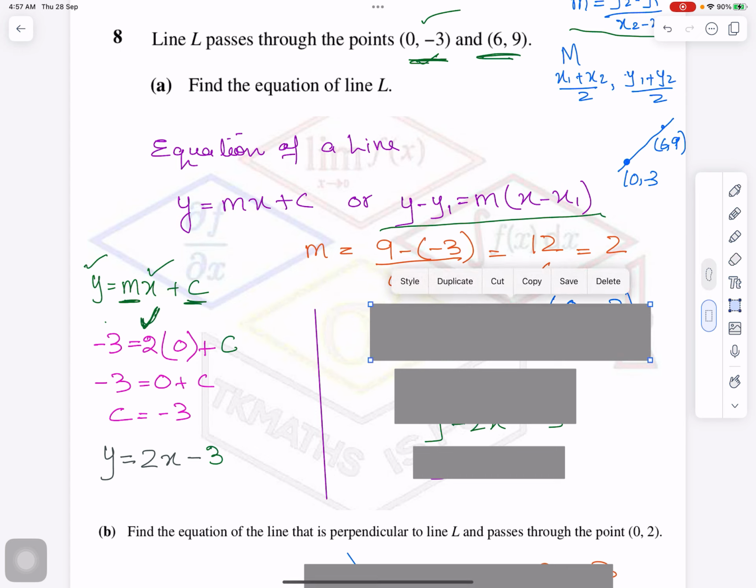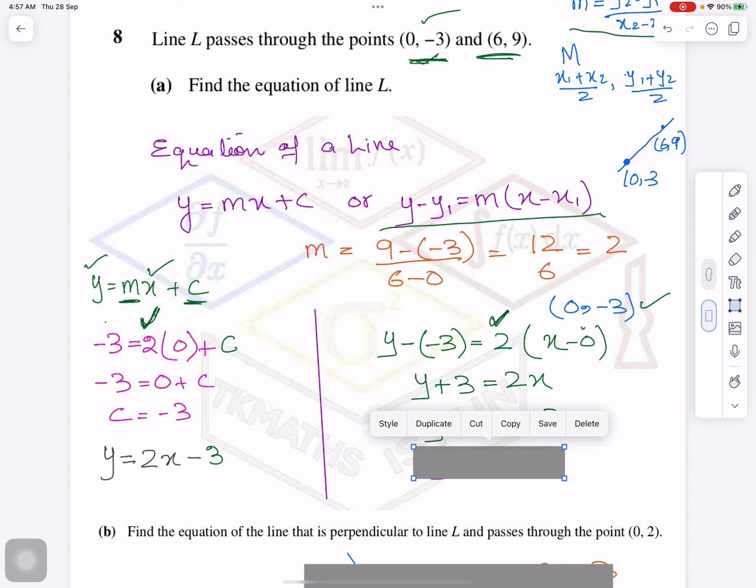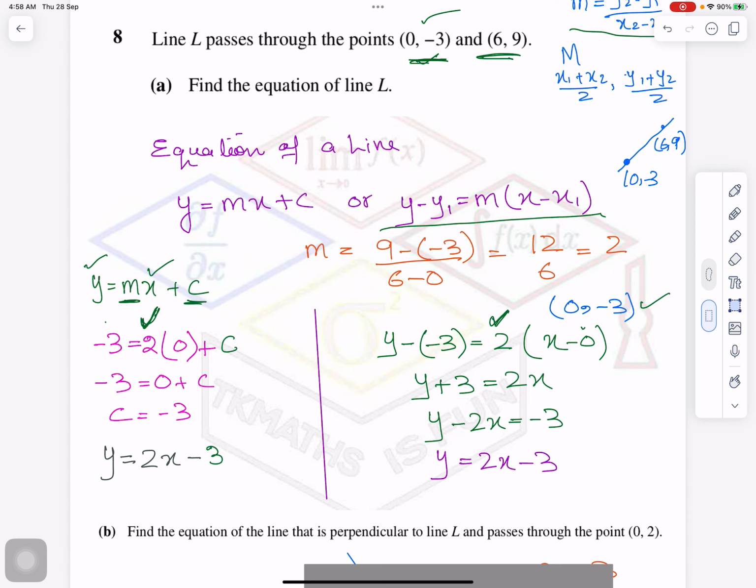So let's see here. Okay, so y minus y1 is minus 3, m is 2, and my x1 is 0. I'm using this point. After that, simply expand the bracket the way you simplify any algebraic equation, and you will get the equation of the line. You can see it is the same, y is equal to 2x minus 3, and it should come out the same.